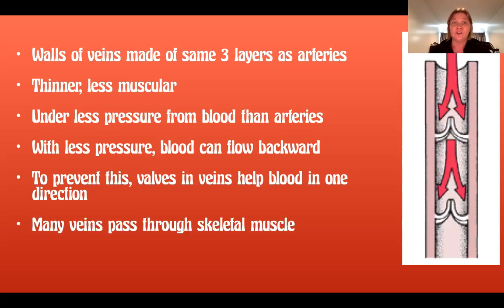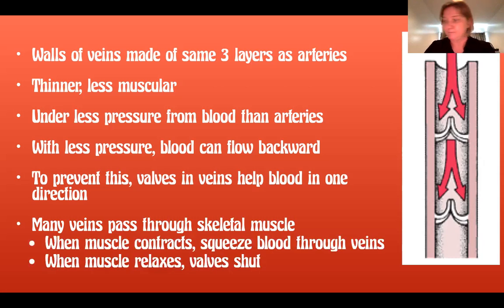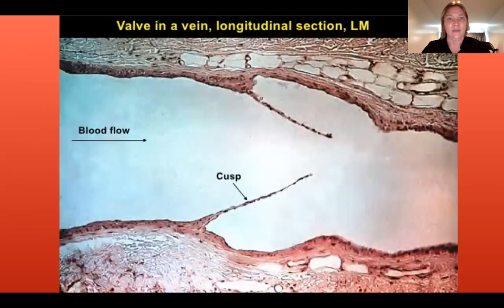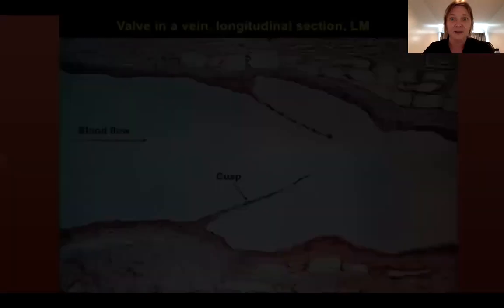A lot of veins, in addition to having valves, also pass through skeletal muscle, so that as your body moves around, the contraction of the skeletal muscle helps to push the blood through the veins. And this is a longitudinal section, which means you've cut lengthwise through a vein. So these are the walls of the vein here. And then here you see the cusps of the valve. So the blood flow will be in this direction. And then these valves will shut and it won't be able to come back the other way.